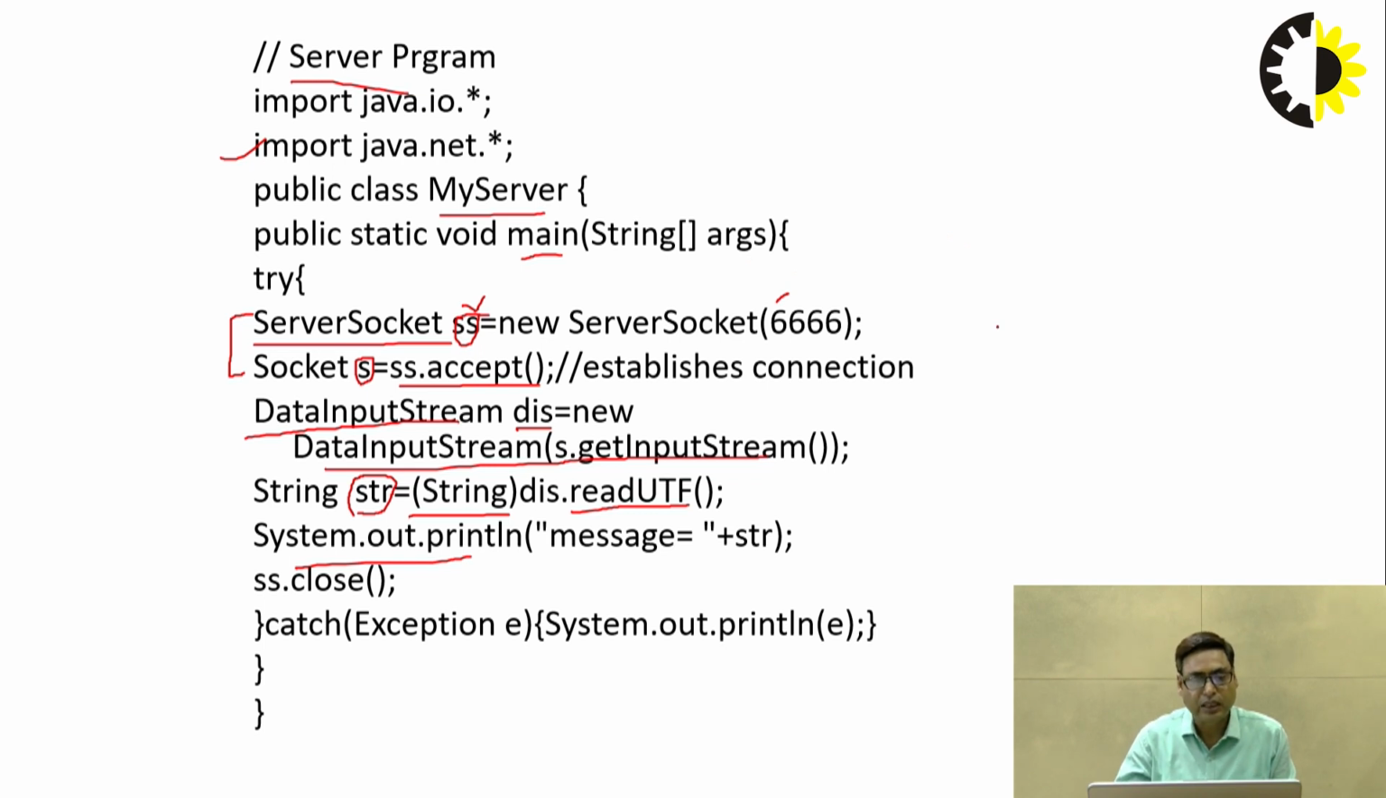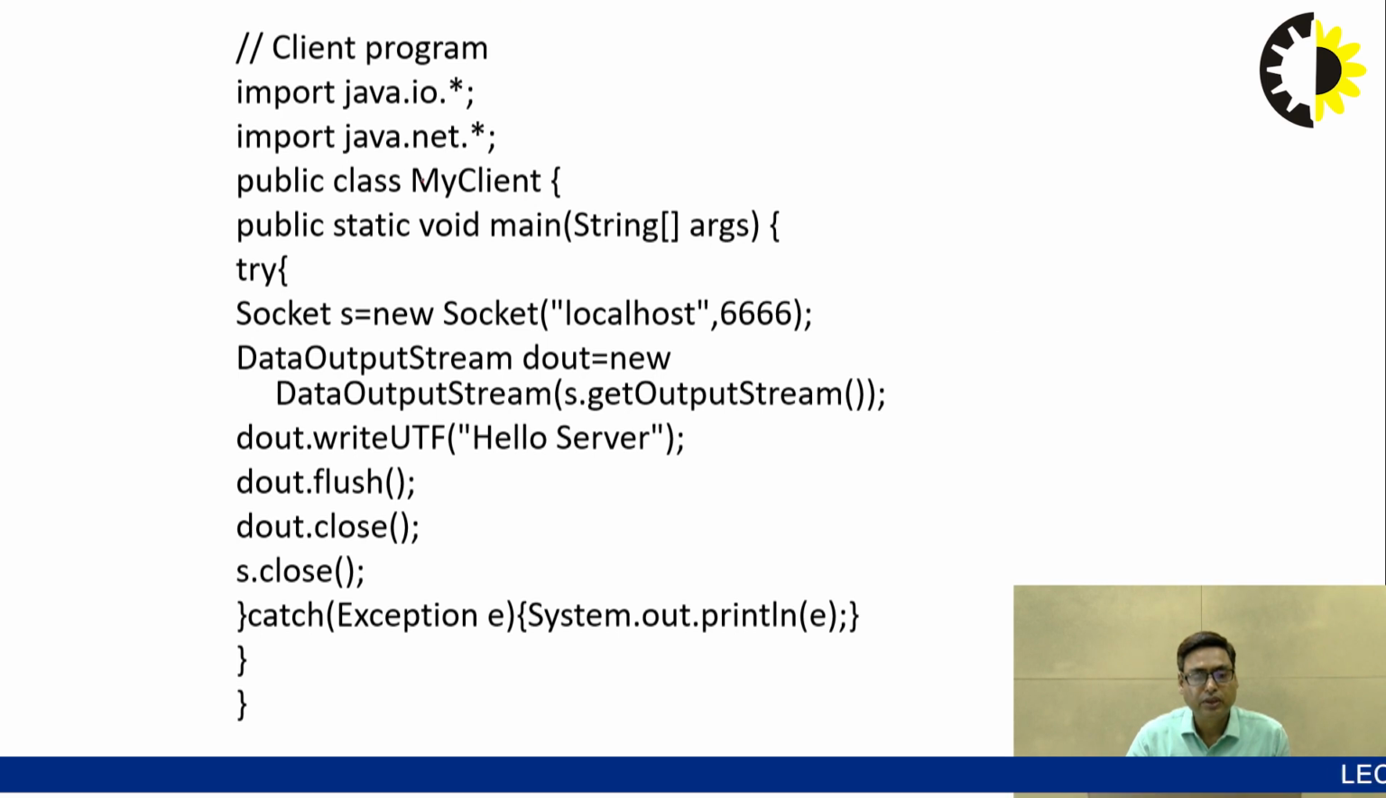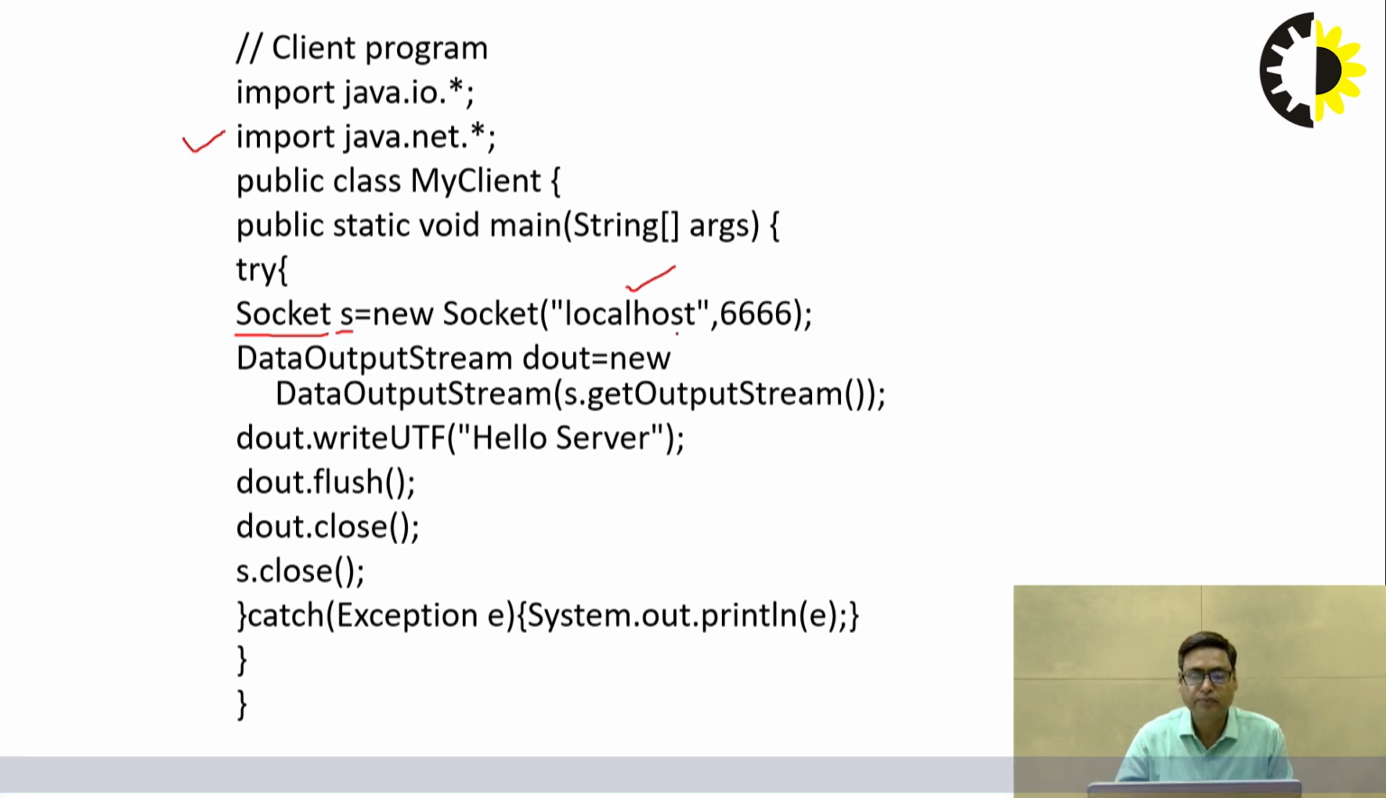We have the program for the client also. In this, you can see we need to import the same package, only the change is the name of the class. In case of the server we are using ServerSocket, and here we are using Socket. So, we have created the object for the localhost. We have not mentioned an IP address because we are running this program in this system. So, we are using the localhost for the local server, and we are going to connect at the port number 6666. So, the object S of the Socket is created.